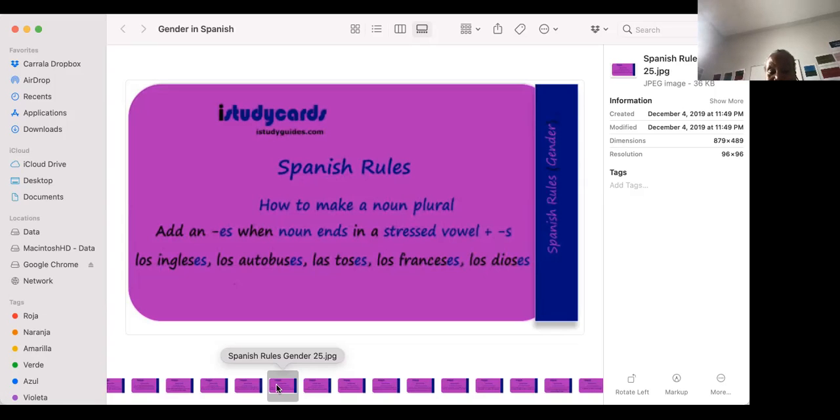So autobuses, now that U is accented, but you don't need an accent. No, you do not put an accent mark because it's next to the last syllable. The same thing with las toses, y los franceses, y los dioses. Got it.